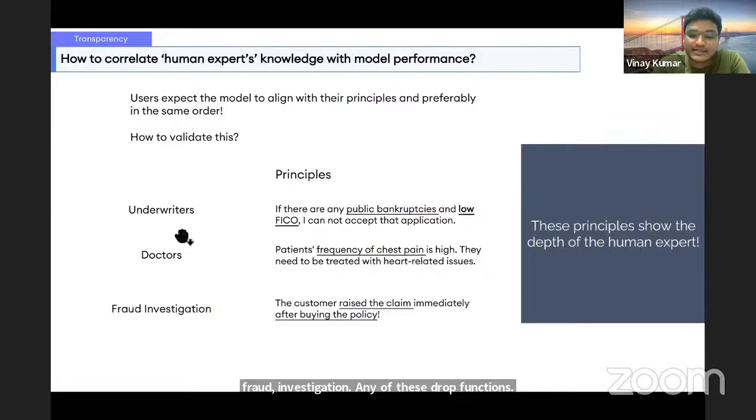Like if I'm an underwriter, I would have my own principles or my own knowledge, as you can call it, on how I would underwrite a case or how I would diagnose a customer or how I would investigate a transaction, for example. So what they want to see is the model using similar principles in executing a transaction. So it's quite tough to prove that.